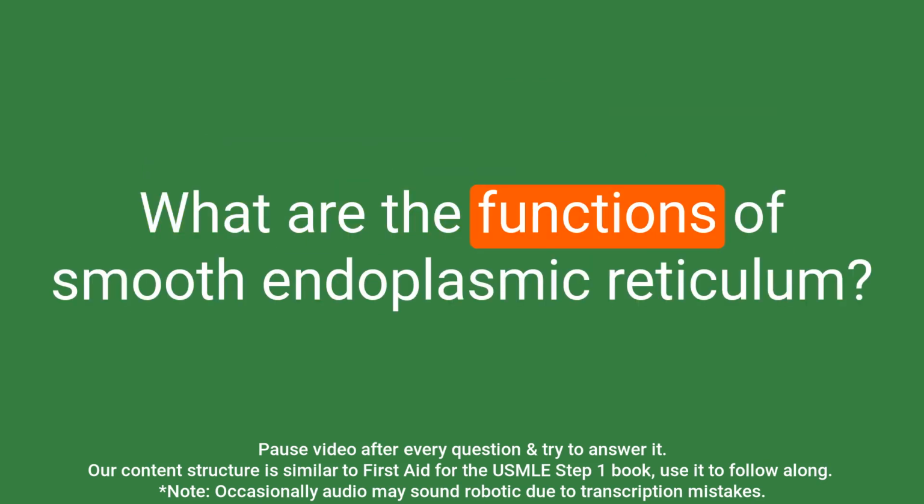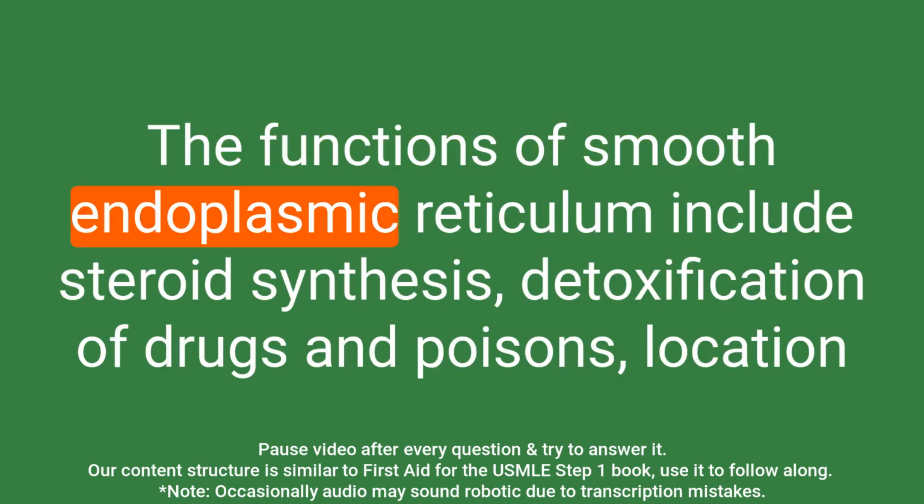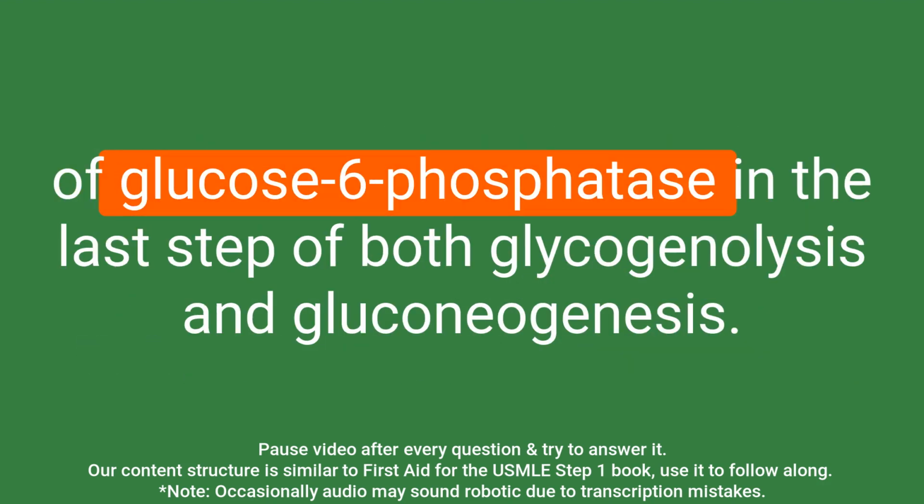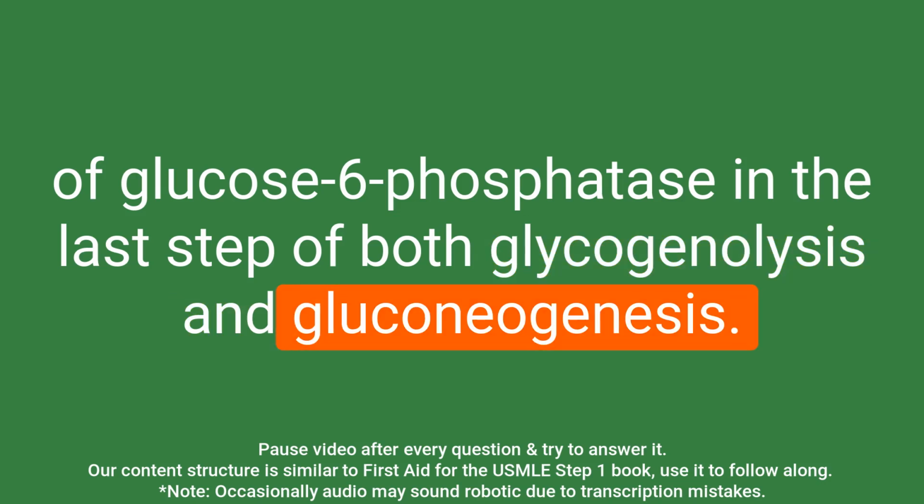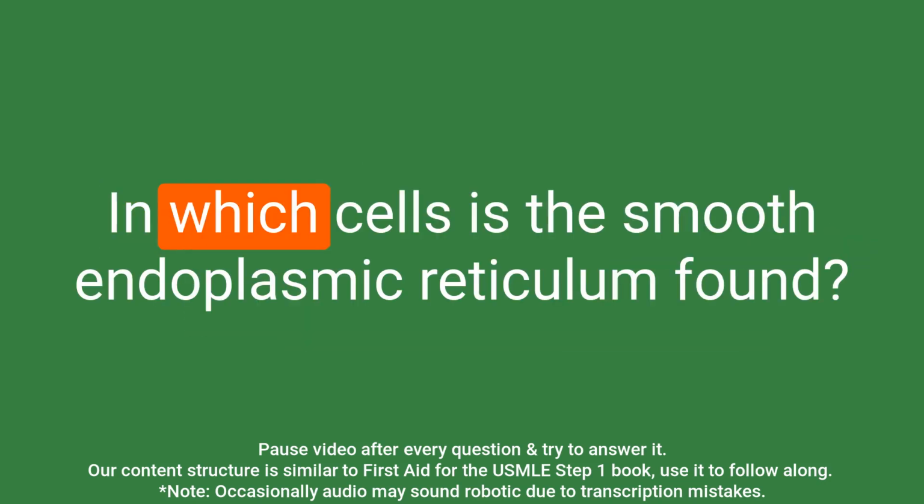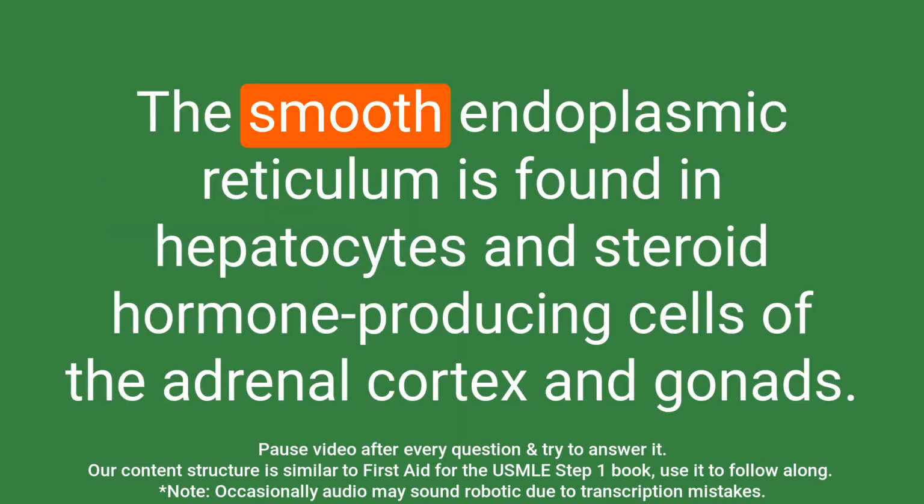Question: What are the functions of smooth endoplasmic reticulum? Answer: The functions of smooth endoplasmic reticulum include steroid synthesis, detoxification of drugs and poisons, and location of glucose 6-phosphatase in the last step of both glycogenolysis and gluconeogenesis. Question: In which cells is the smooth endoplasmic reticulum found? Answer: The smooth endoplasmic reticulum is found in hepatocytes and steroid hormone-producing cells of the adrenal cortex and gonads.